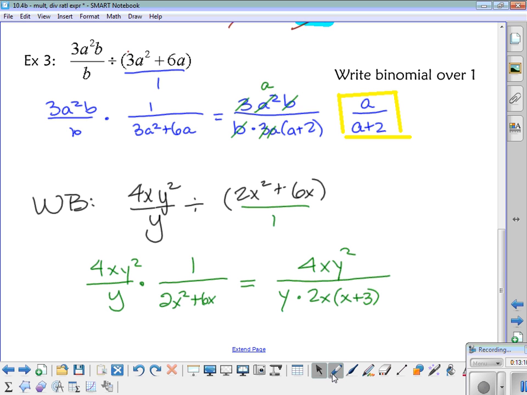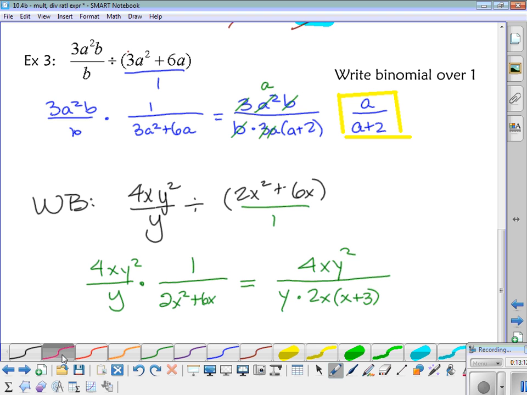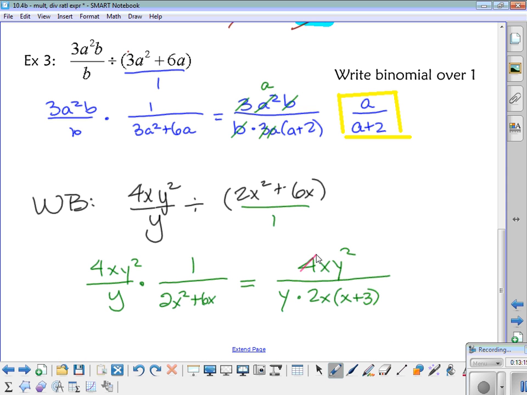Okay, so when we flipped it over and multiplied across, we end up with 4xy squared over y times 2x times x plus 3. So 4 and 2 can reduce. The x's can cancel out. And I've got one more y on top, so that becomes y. And so I'm left with 2y on top and x plus 3 on the bottom.